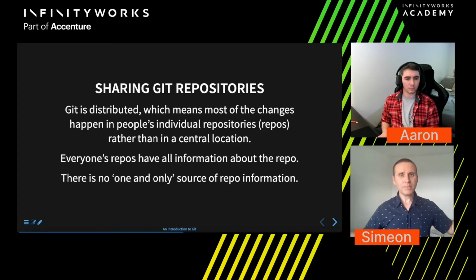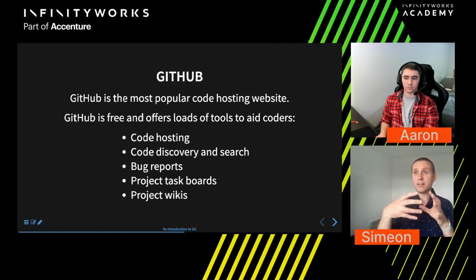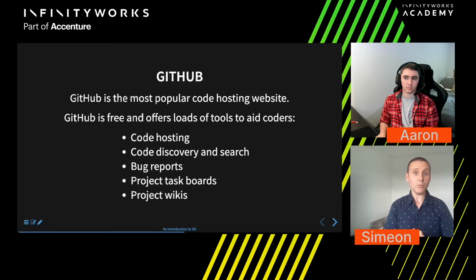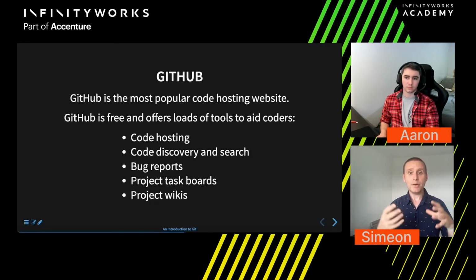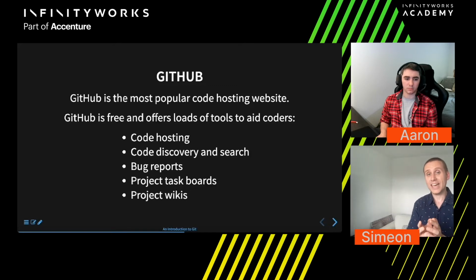But one way that we can bring that code together is by using an online repository, a code hosting website. And we're going to talk about GitHub because it's the most common one. It's one that we use. There are other ones out there, but this is the one we're going to look at today. It's free. It offers loads of tools. It can host your code. It allows you to search and find other people's code on there.